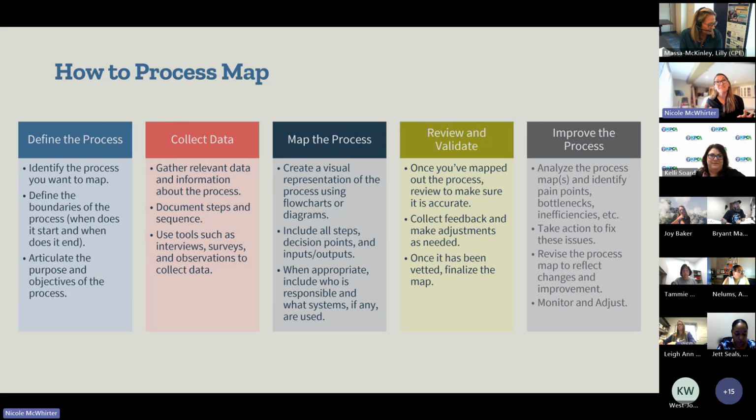So there are 5 steps typically in mapping a process. It's really standard. You're going to define the process, right? So what are you mapping? What are your boundaries? So that's that starting point and ending point. And why are you doing it? You're going to collect data. That can be done through observations, interviews, just literally going about your day and writing down the steps that you take. Then you map the process.